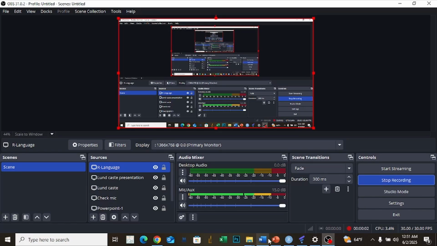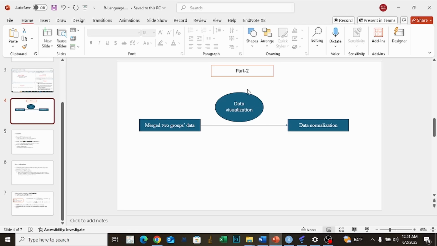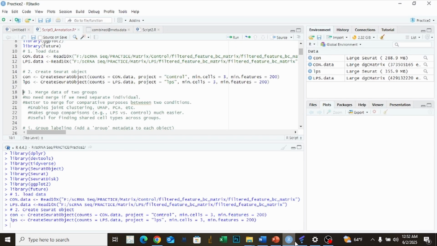Let's start the second part. The second part includes merging of different groups up to data normalization. In this video, we visualize our data, see how our data is, and learn how we need to merge different groups. Let's start.